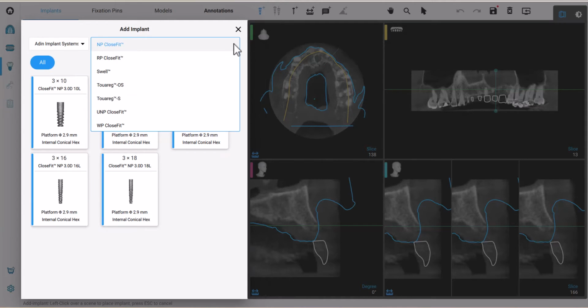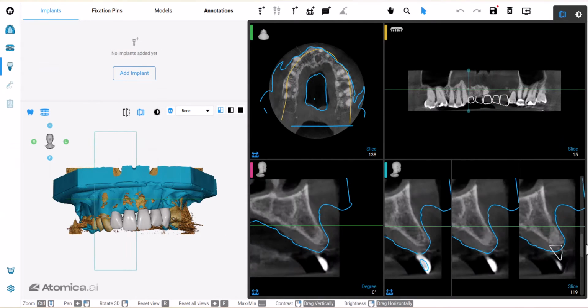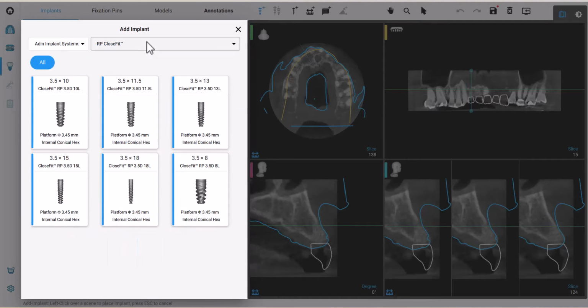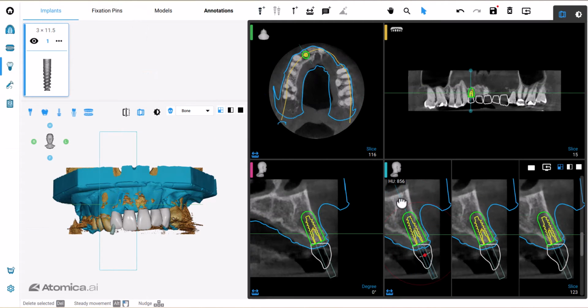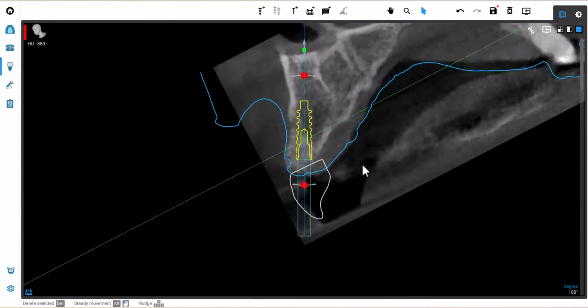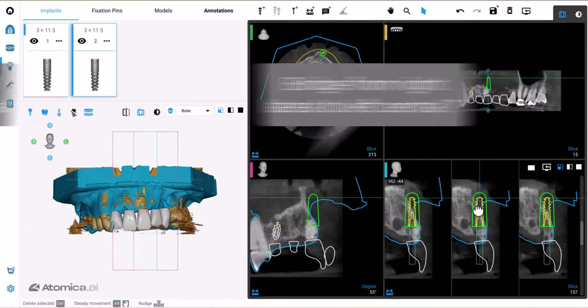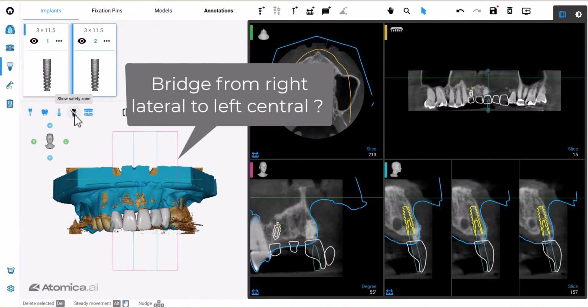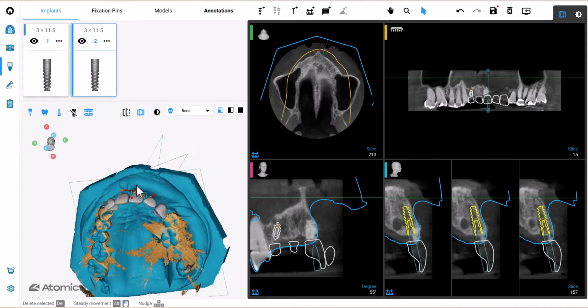Heading to implants, I'll use a narrow profile system, starting with the right lateral implant, adjusting it to an initial position and reviewing it from a tangential view. To decrease the number of implants, I'll skip the right central and plan for a bridge restoration on the right lateral and left central.